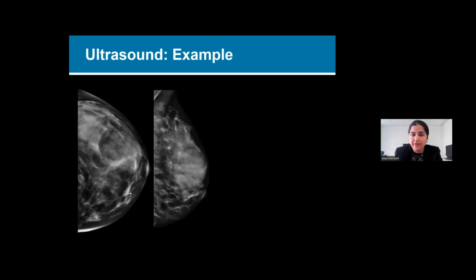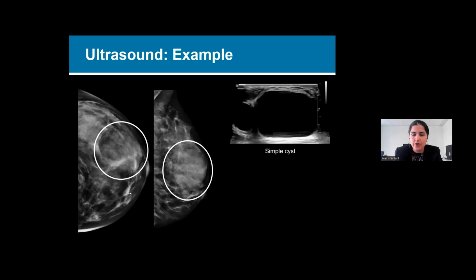Here's an example of the use of ultrasound. This patient has a large mass in the left breast, which could be fluid-filled cystic, or it could be solid. Ultrasound was done for further evaluation, which shows this black or anechoic mass representing a benign, non-cancerous simple cyst.